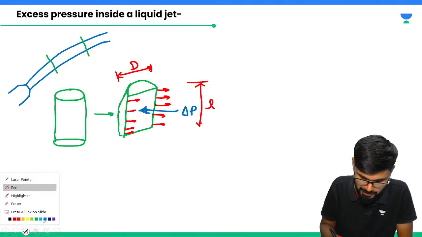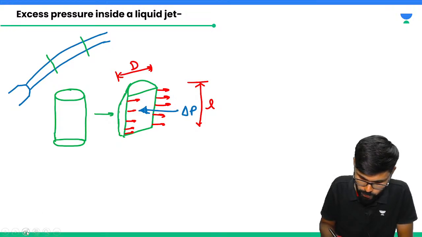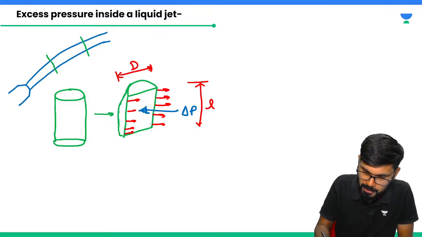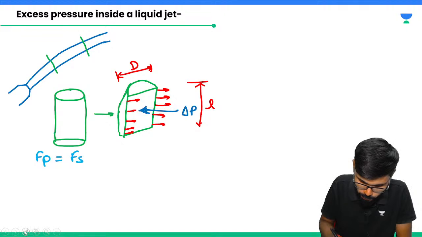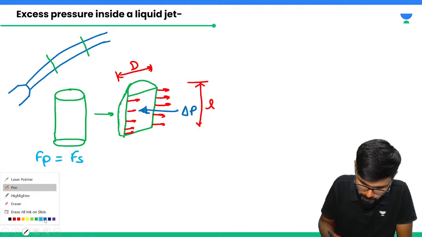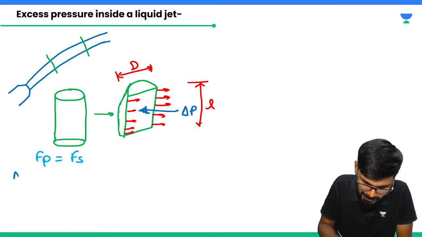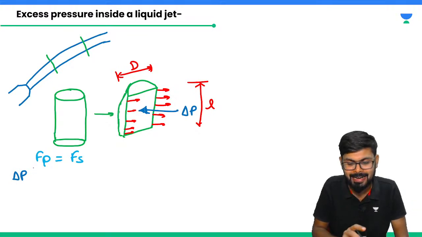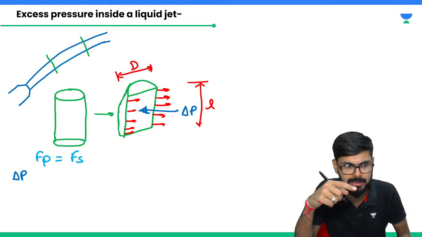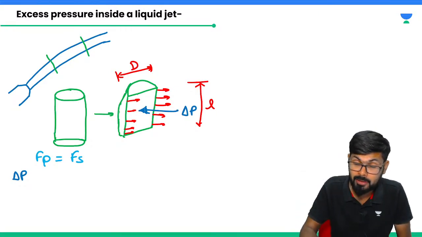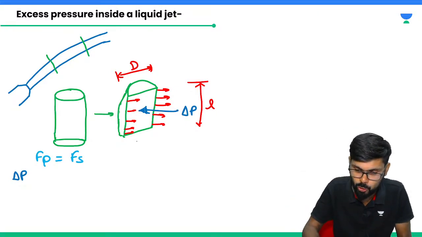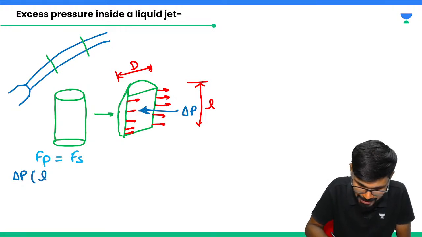Most of the students have that doubt. Now here I can write FP is equal to Fs. Now FP value will come how much? Delta P, and it will act at the surface area, the cross section area. Now cross section area will be L into D.